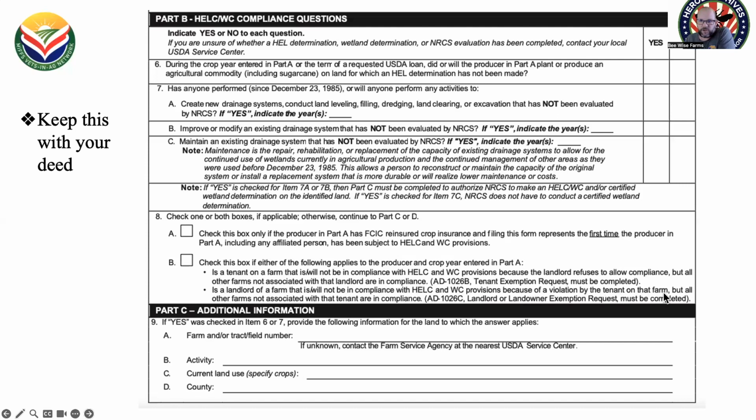So these are both situations in which the farmer is a tenant on the farm. All right, additional information. If you said yes in item 6 or 7, you need to provide some more information here. So you're going to provide the farm and/or tract or field number, what activities are being done on there, what the current land use is as far as crops that are being produced on there, and then what county it's in. And this is so that they can verify that information.